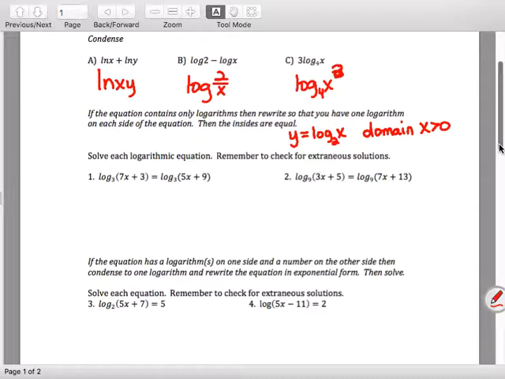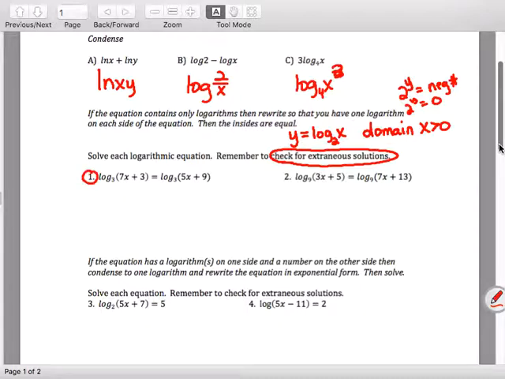But in a logarithm, I can't put a negative inside a log because it's impossible to do 2 to the y equals a negative number. There's no y value I can come up with. If I do 2 to the negative 1, that's not a negative, it's 1 over 2. Likewise, I can't get 2 to the y to equal 0. So for logarithmic equations you have to check for extraneous solutions, and I'll explain what that means.